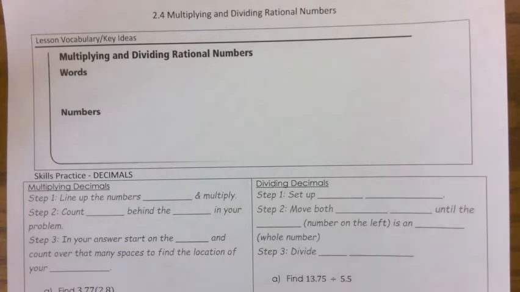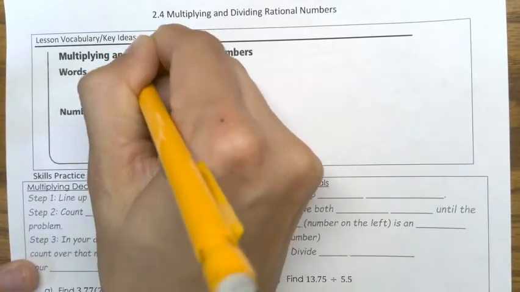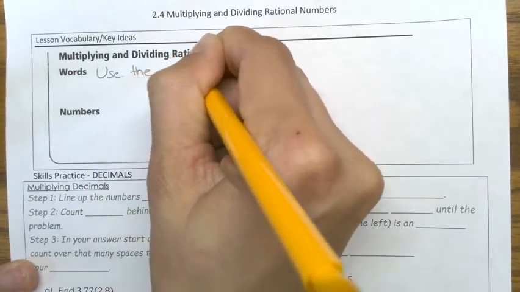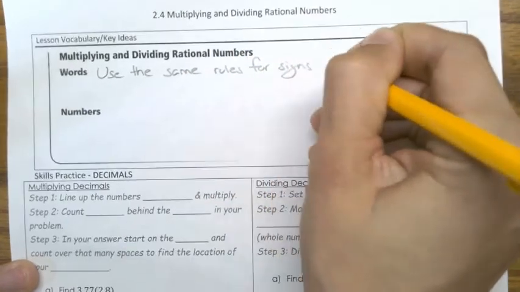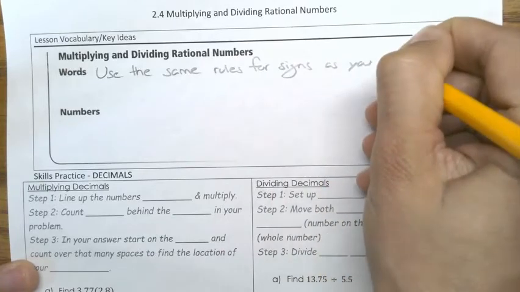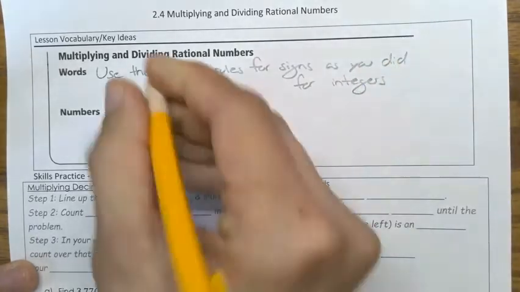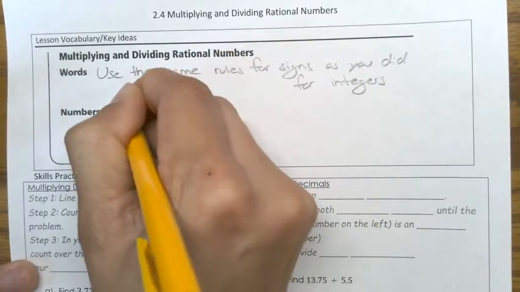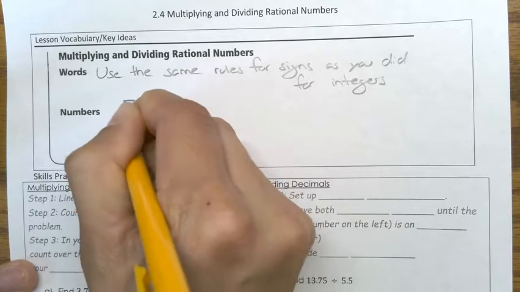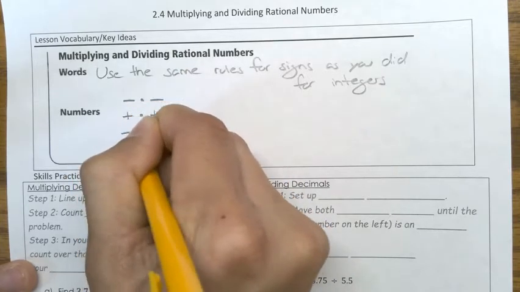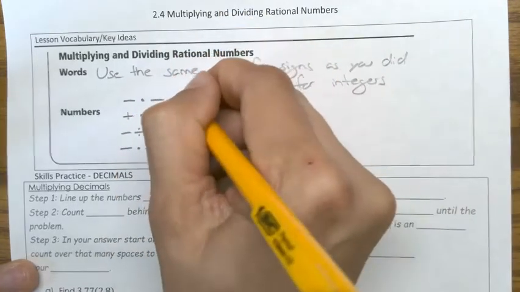So when multiplying and dividing rationals, we use the same rules for signs as you did for integers. So let's just remember those rules. If we are multiplying or dividing the same sign, our answer is always going to be positive.